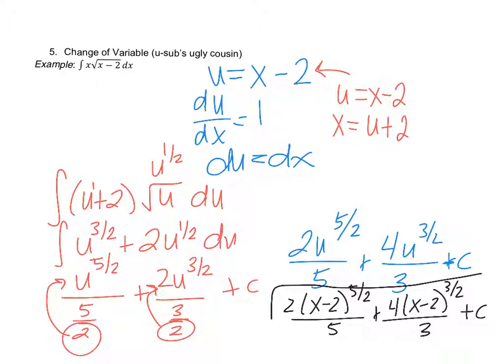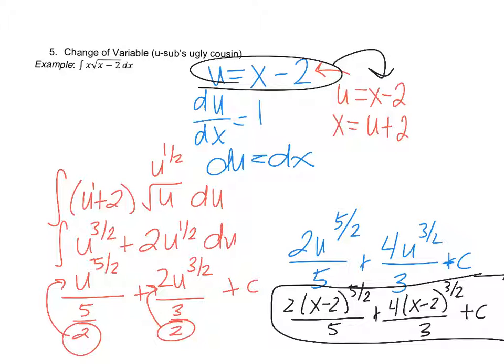Don't simplify that. It's not worth it. Just leave it the way it is. Don't want to make any silly mistakes on simplifying. Okay? So that is your change of variables, u sub's ugly cousin. It doesn't come up very often. Usually you can use u sub. But just in case, you can manipulate that u to get your x in terms of u. Okay? And those are your integration techniques.